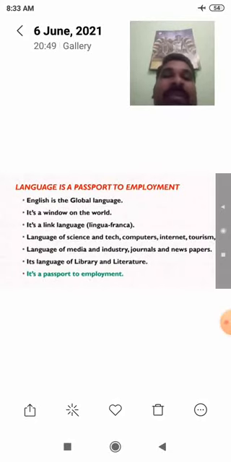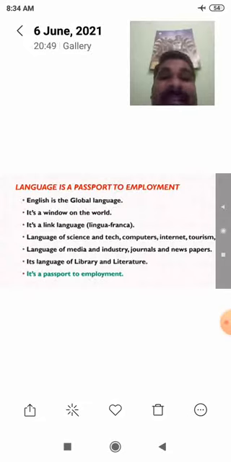Now we are going to see that language is a passport to employment. So what is the meaning of this? Language is a passport to employment. At the beginning of the lecture itself I told you, if you want to go abroad, what is abroad for? For employment purposes.